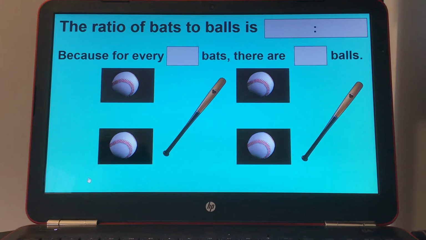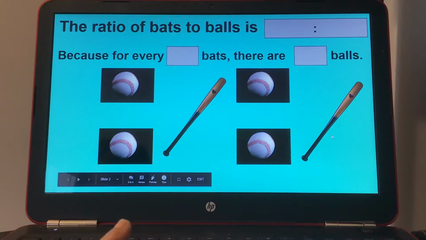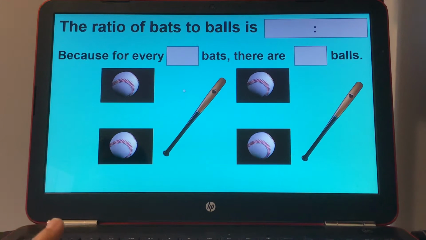The ratio of bats to balls is, you have to count the bats, so 1, 2 bats, and 1, 2, 3, 4 balls. So the ratio of bats to balls is 2 to 4, because for every 2 bats, there are 4 balls.